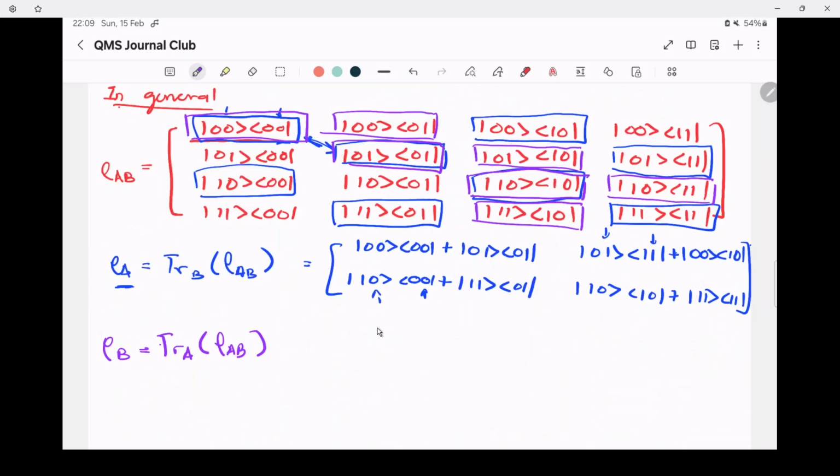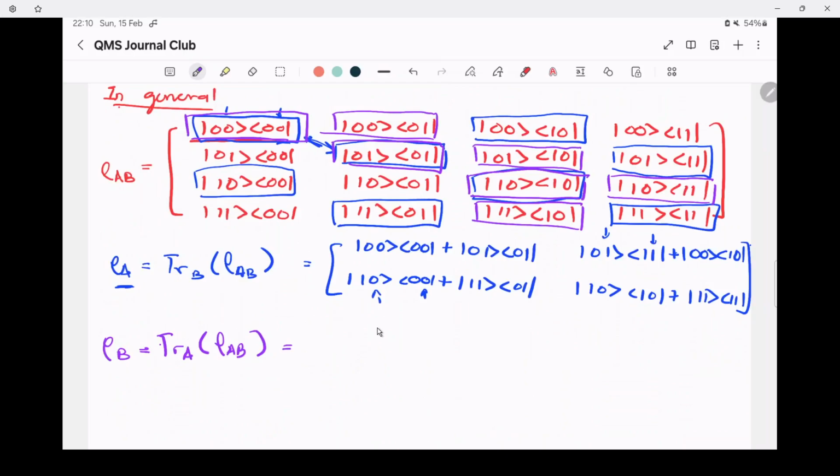So yeah, the purple one goes to row B, and then the blue one goes to row A. So that's one way for you to find the reduced density matrix faster if you can pinpoint your outer products.